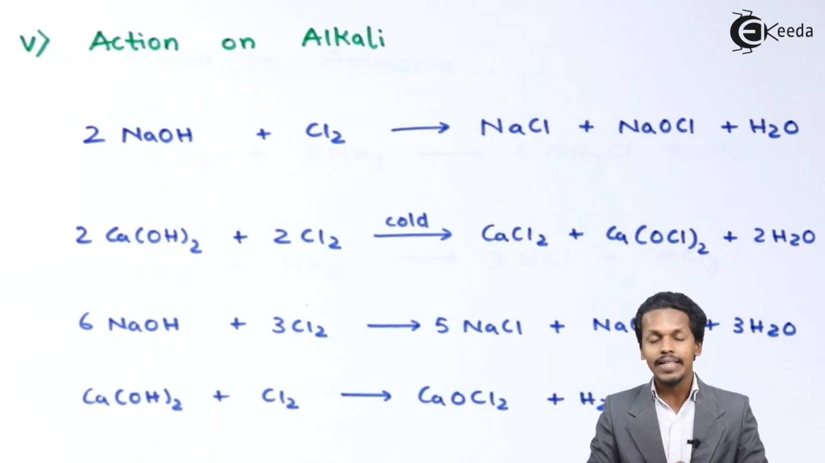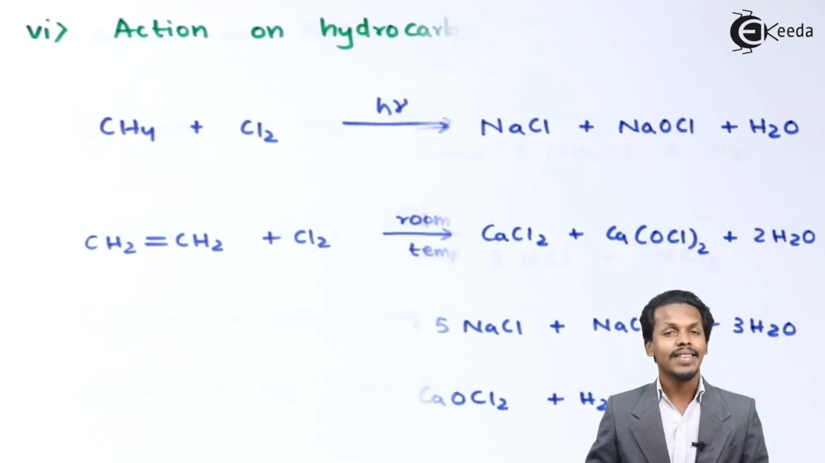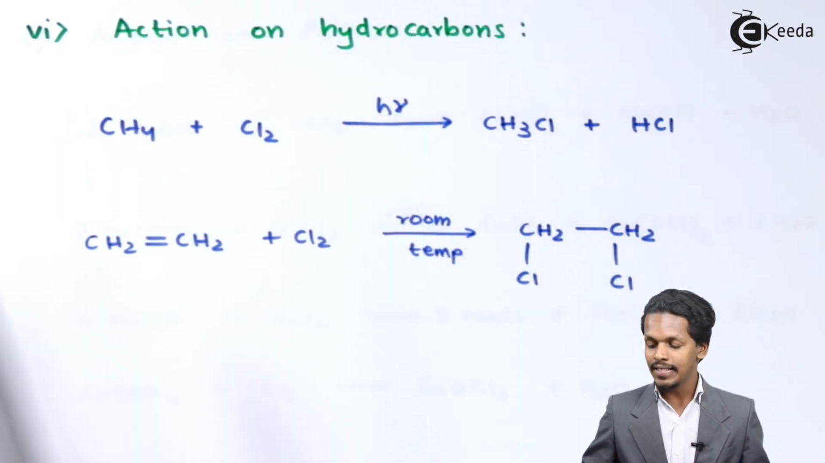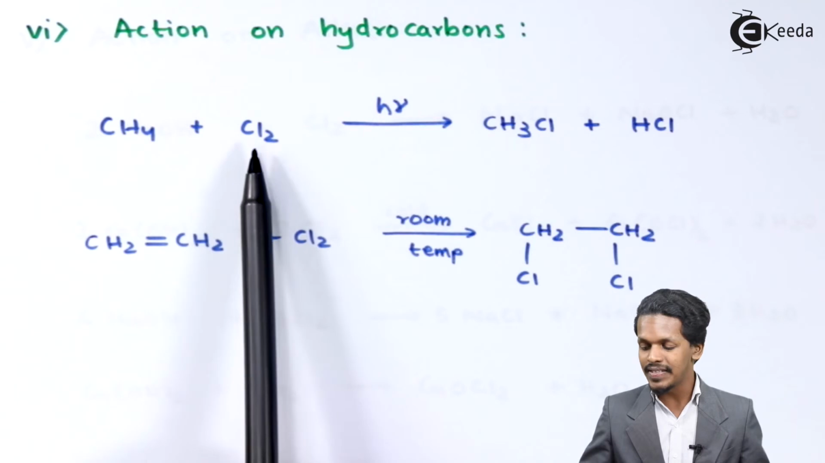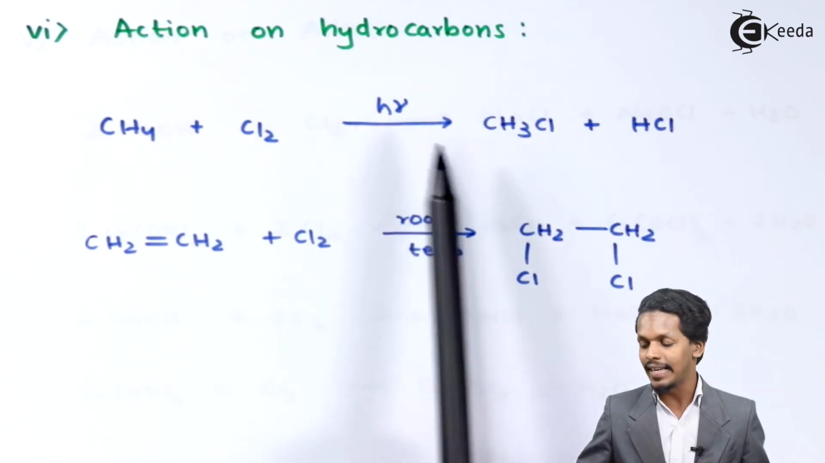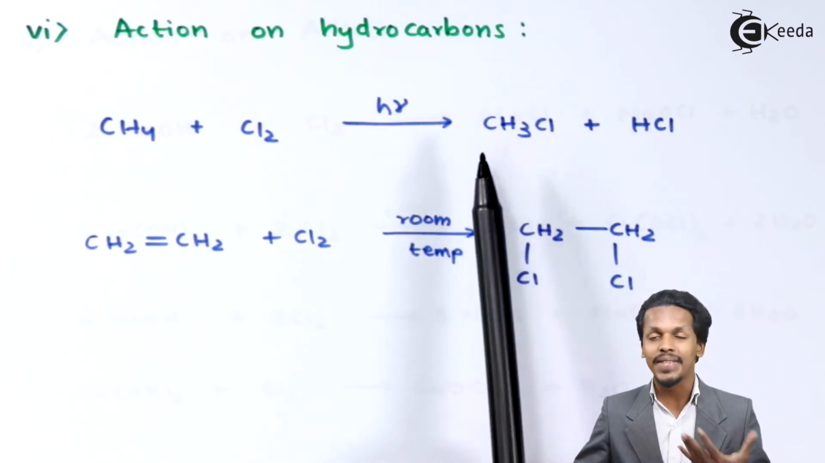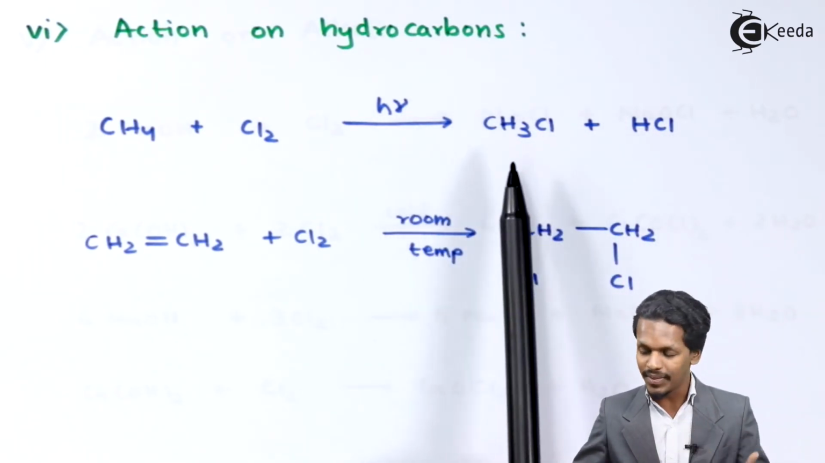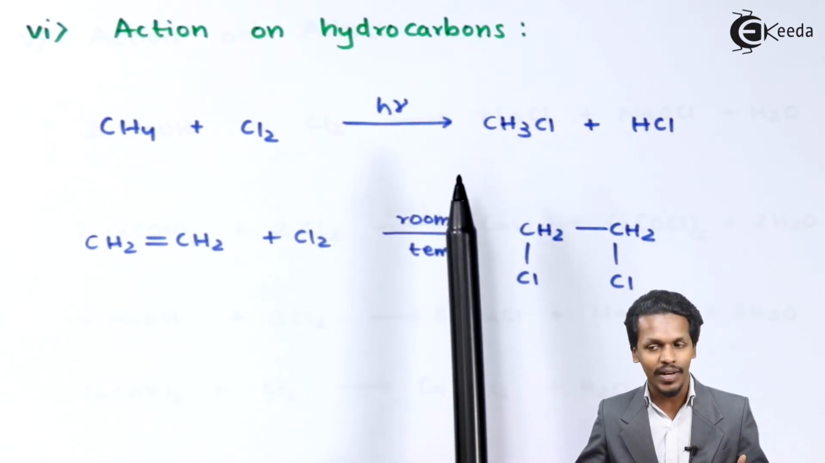So this is the reaction I discussed, and now let me talk about the next reaction. The next one is the action of chlorine on hydrocarbons. This reaction is what we usually did in organic chemistry: whenever methane is treated with Cl2 in the presence of sunlight, the product we get is CH3Cl, known as methyl chloride, along with HCl. But this kind of reaction doesn't stop at methyl chloride; it goes on until all the hydrogens are replaced by chlorine atoms.